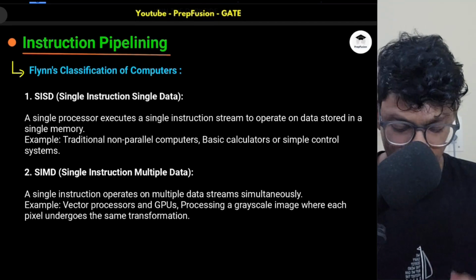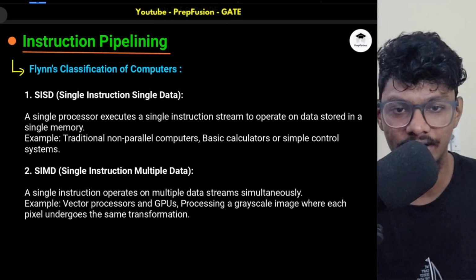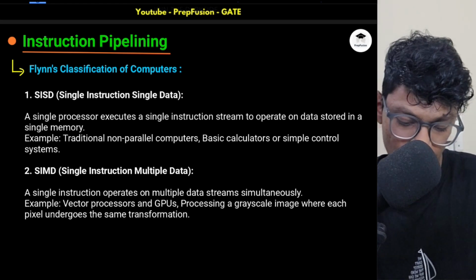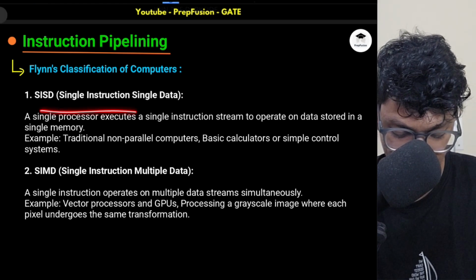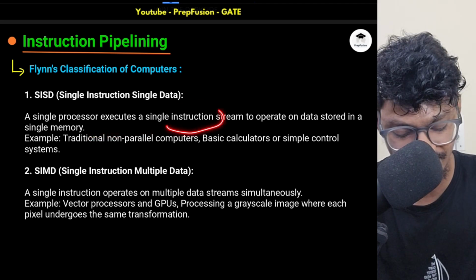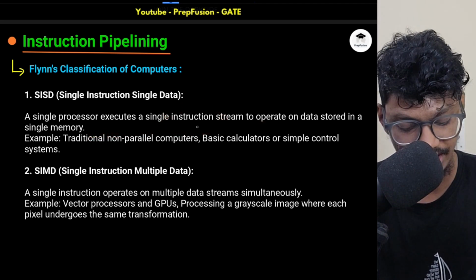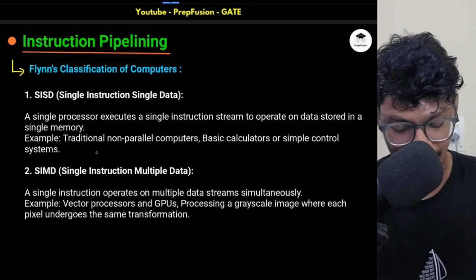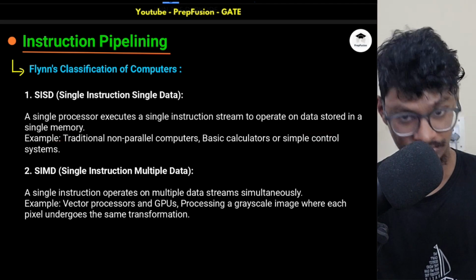Actually we have a few classifications. This is a very old classification that Flynn gave. The first classification of computers is single instruction, single data. What does it mean? A single processor executes a single instruction stream to operate on data stored in a single memory. Standard non-parallel computers use this.